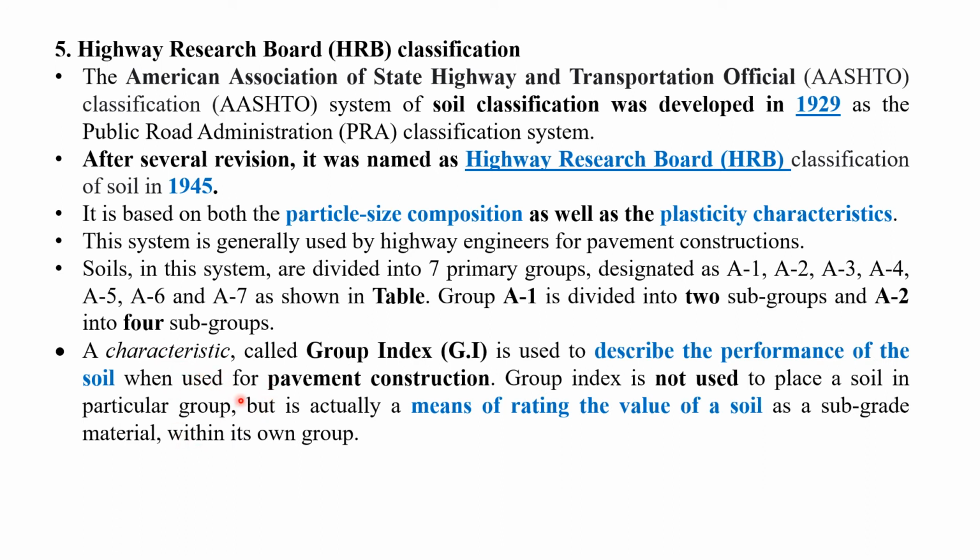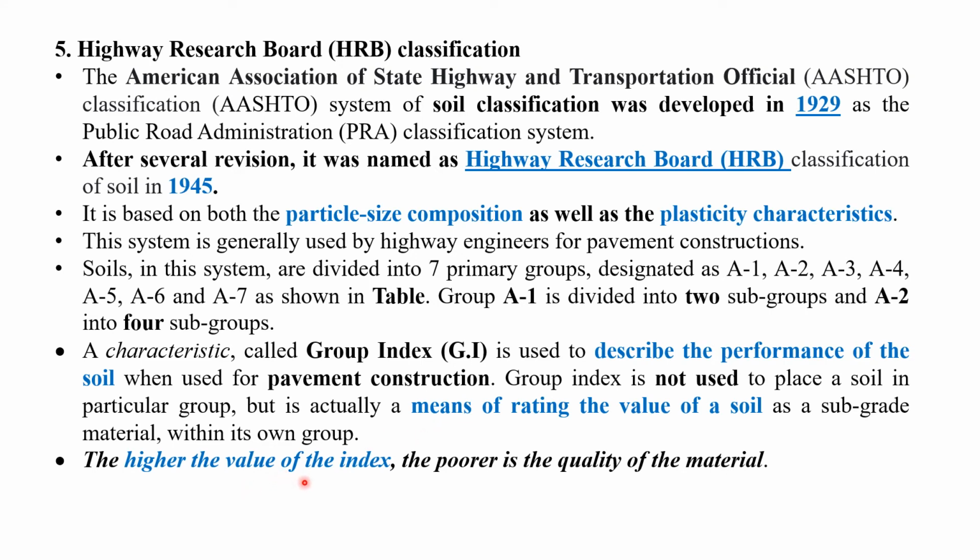See, another point is also there in this classification, a characteristic called group index, GI. GI, how we can calculate the GI, we shall also see the formulas. GI is used to describe the performance of the soil when used for pavement construction. GI के आधार पर भी soil की performance पता चलती है. Group index is not used to place a soil in a particular group, but is actually a means of rating the value of soil as a subgrade material within its own group.